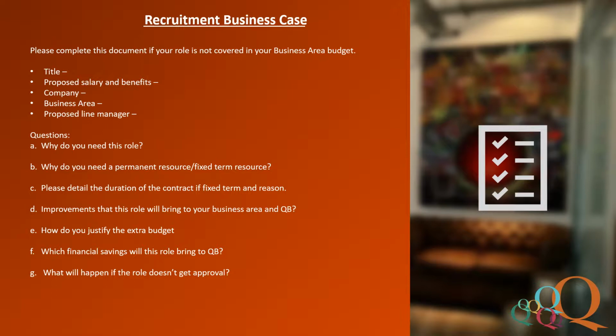The fourth question gets you to consider the improvements that this role will bring to your business area and to QB. If you have requested extra budget or an extra salary for the role, question 5 asks you, how do you justify the extra budget? Question 6 asks you, which financial savings will this role bring to QB? And the final question asks you, what will happen if the role doesn't get approval?